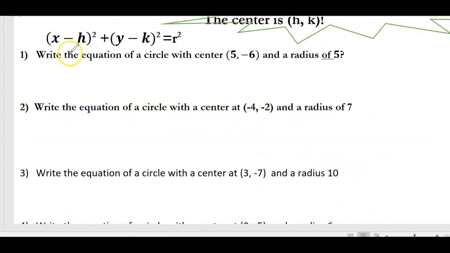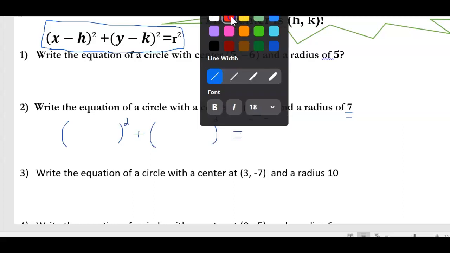Okay, try number 2. Here's the formula for the equation of a circle. Go ahead and plug these in. The center is (negative 4, negative 2), and my radius is 7. Okay, let's see how you did.